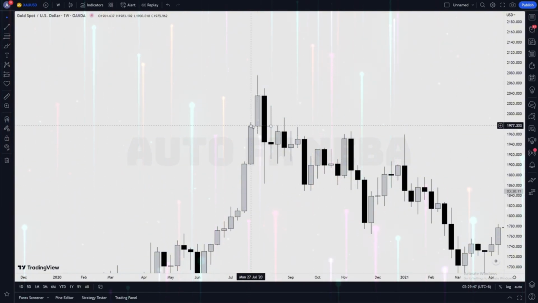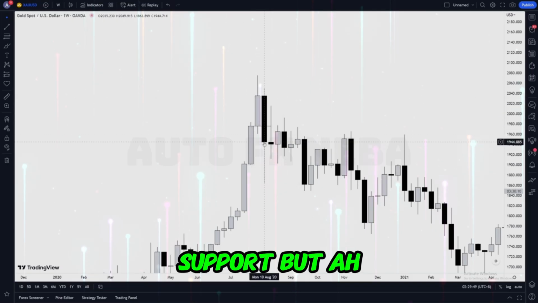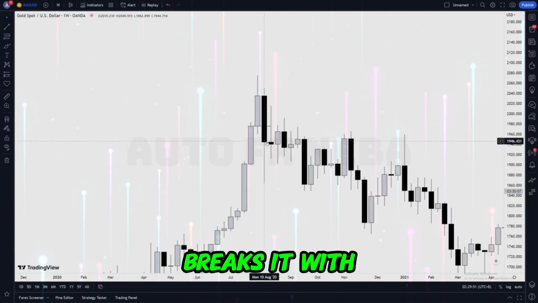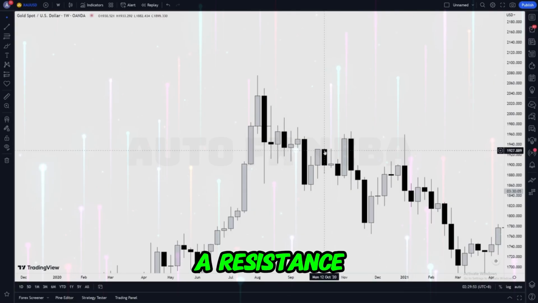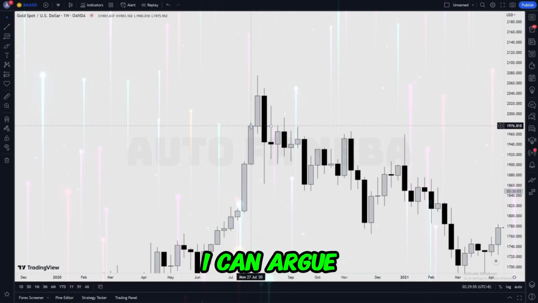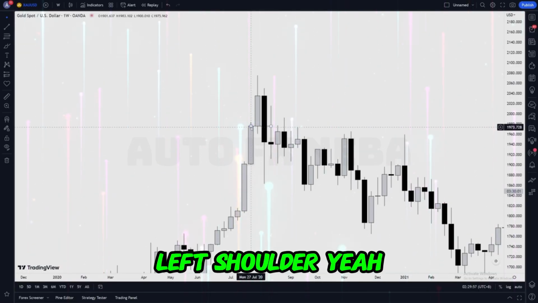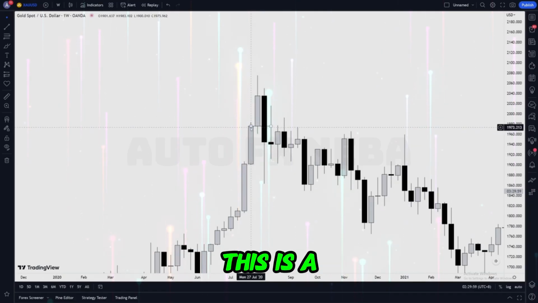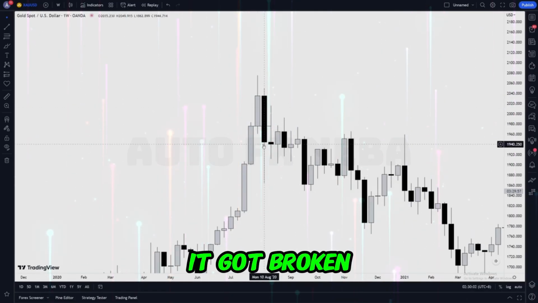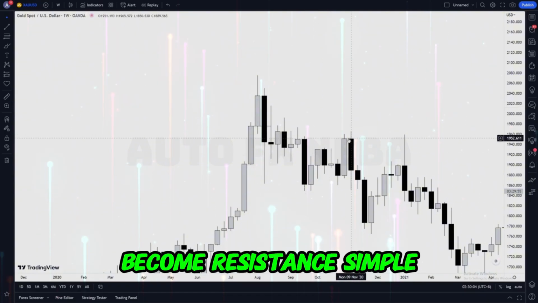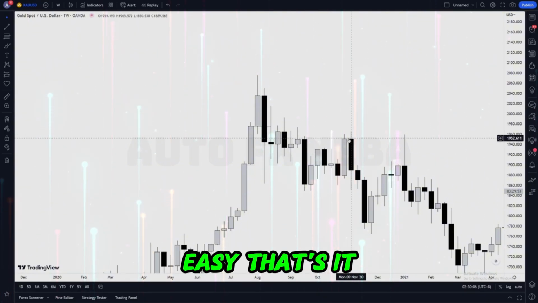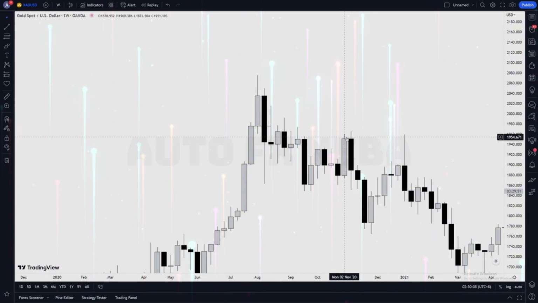Buy, support. But she doesn't respect it. Breaks it. The candle closed. And this becomes a resistance. You can argue with me and look at this as, oh, maybe it's the left shoulder. Yeah, you can look at it like that. But understand, this is a fresh support, but it got broken, never respected. So support becomes resistance, simple, easy, that's it. Nothing to worry about. Okay?